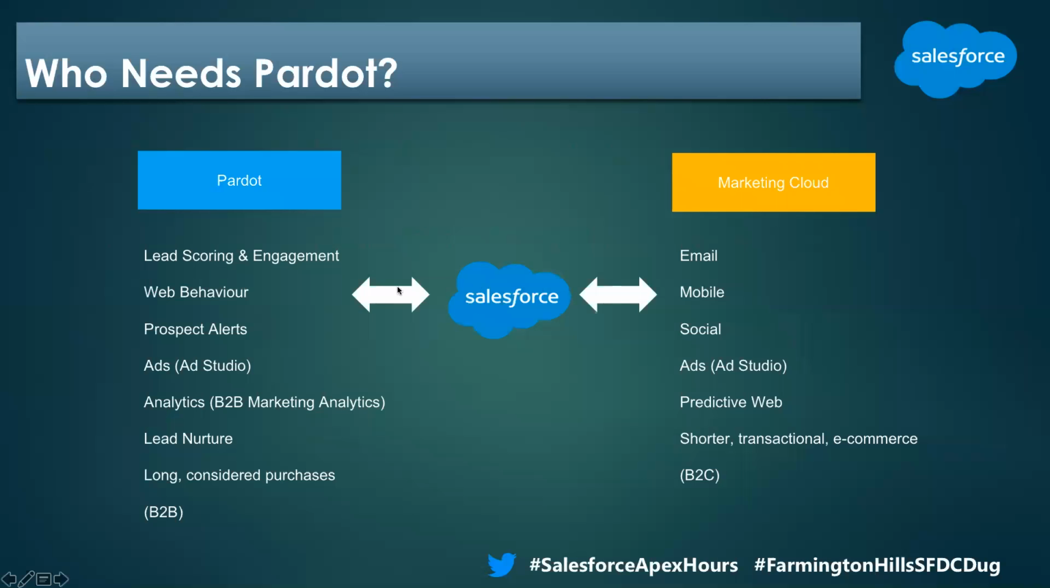So Pardot's strengths are lead scoring and engagement. So you can see what pages someone visits on your website, and you can give them a score, etc. Track their web behavior. You have some really nice analytics, particularly with B2B marketing analytics now. And it's really for nurturing and for long considered purchases. So if somebody will typically talk to a salesperson a couple of times to make a sale, that's probably a Pardot setup. Whereas Marketing Cloud is much more suited to transactional or e-commerce platforms.